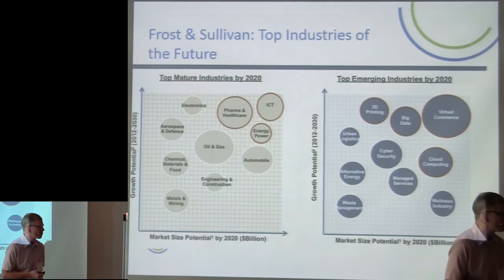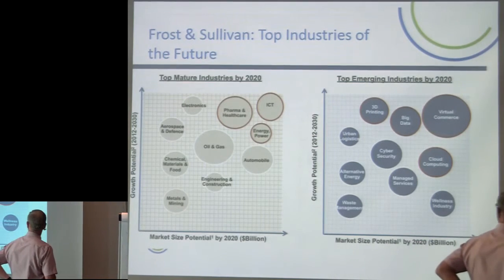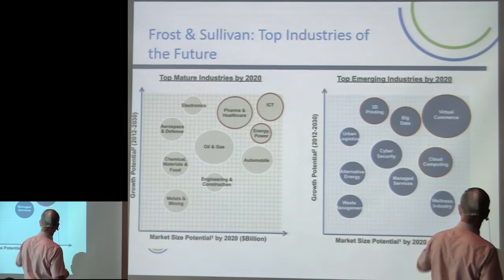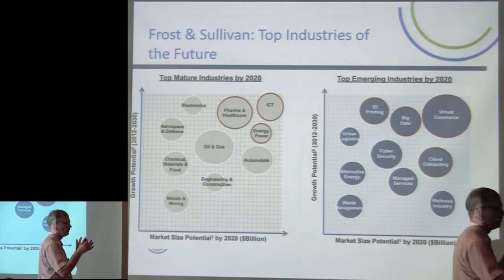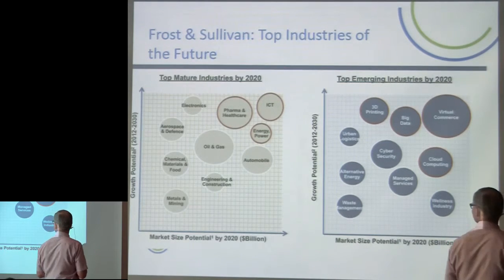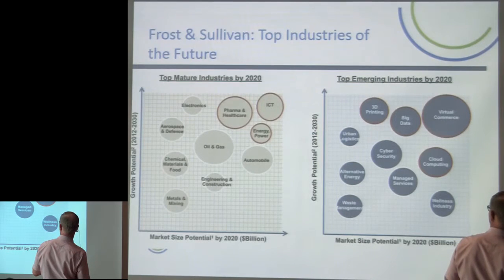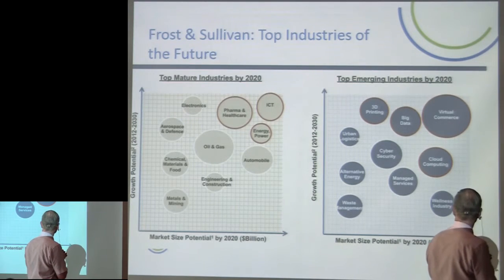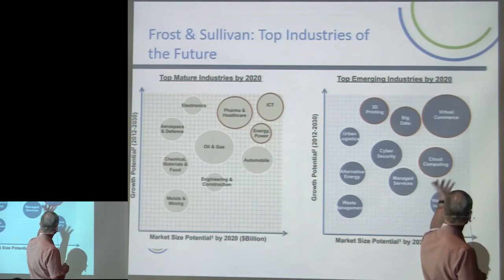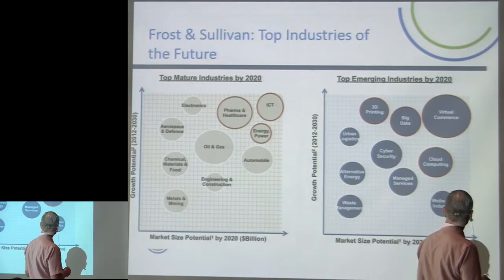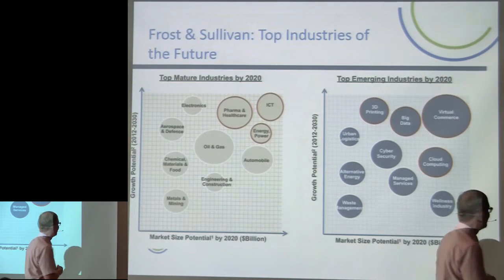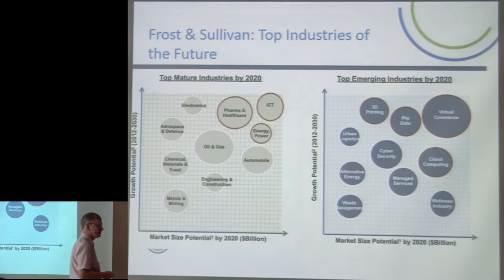But what do the sizes of the circles mean? That is the market size. So the bigger the bubble, the bigger the opportunity. But the x-axis is already saying market size potential. Yeah, I interpreted this as also describing the potential: the bigger the bubble, the bigger the potential actually is.